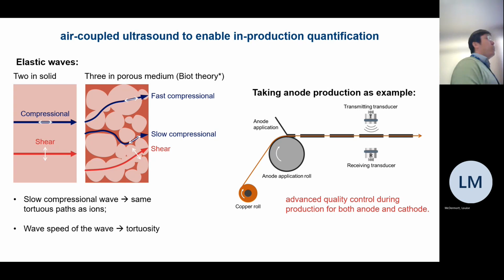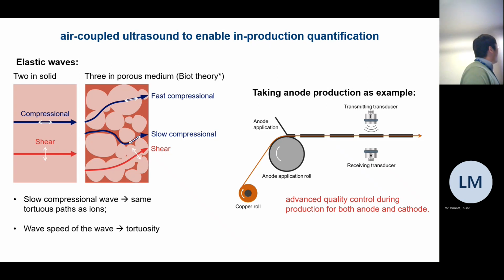One is a fast compressional wave, which goes through the solid particles. And the shear waves also go through the solid particles. But the special one is the slow compressional wave, which only goes through the air existing in the tortuous pathways, the same ones the ions need to go through.